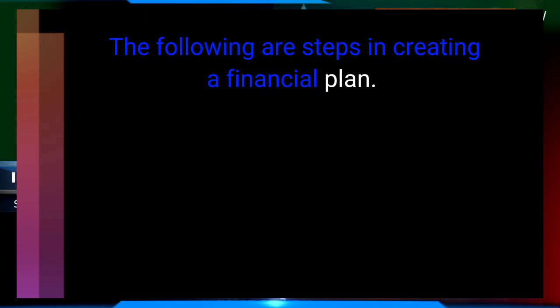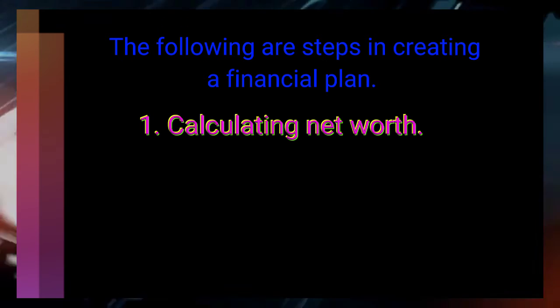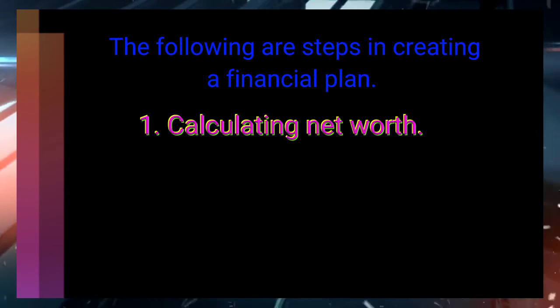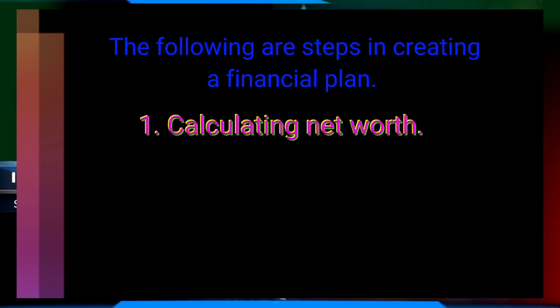So here are the following steps in creating a financial plan. Number 1. Calculating net worth. Net worth is the amount by which assets exceed liabilities. In so doing, considered first are assets that entail one's cash, property, investments, savings, jewelry, and wealth. And second, liabilities that include credit card debt, loans, and mortgage. So the formula we will use is total assets minus total liabilities equals current net worth.